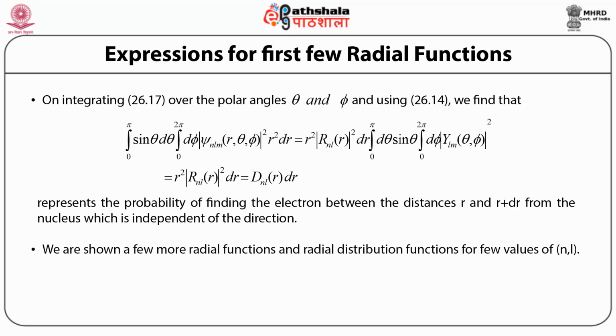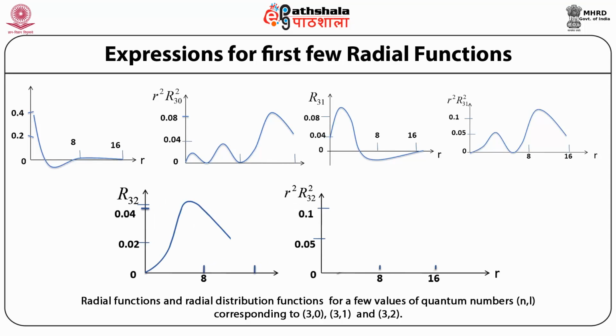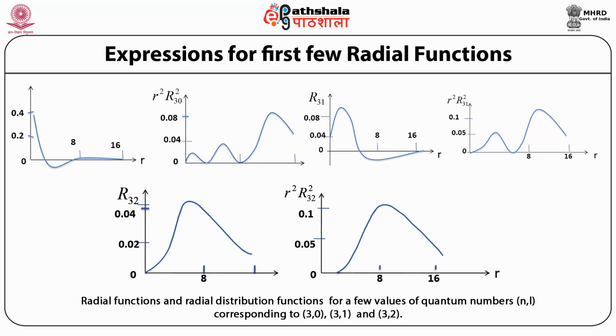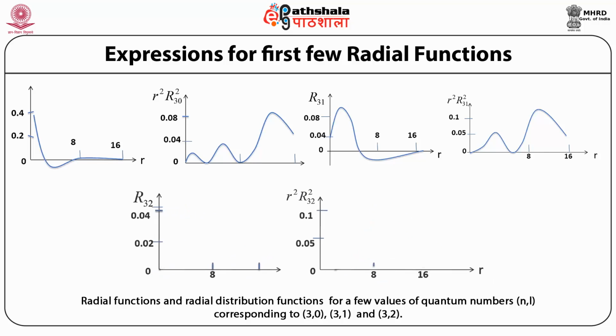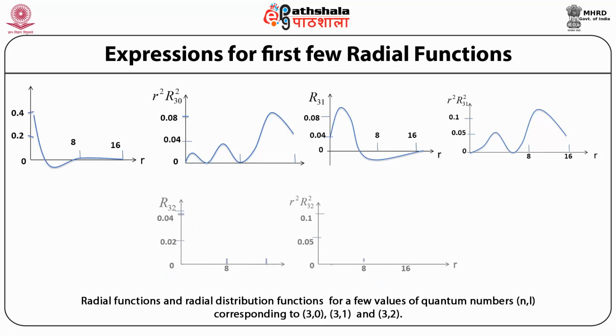We are shown a few more radial functions and radial distribution functions for a few values of nl. So these are the radial functions R_nl(r) and radial distribution functions r square R_nl square for a few values of quantum numbers nl corresponding to 30, 31 and 32.